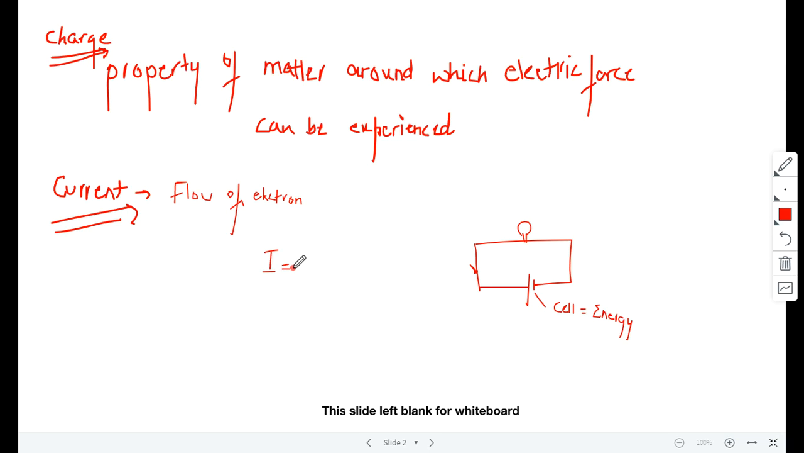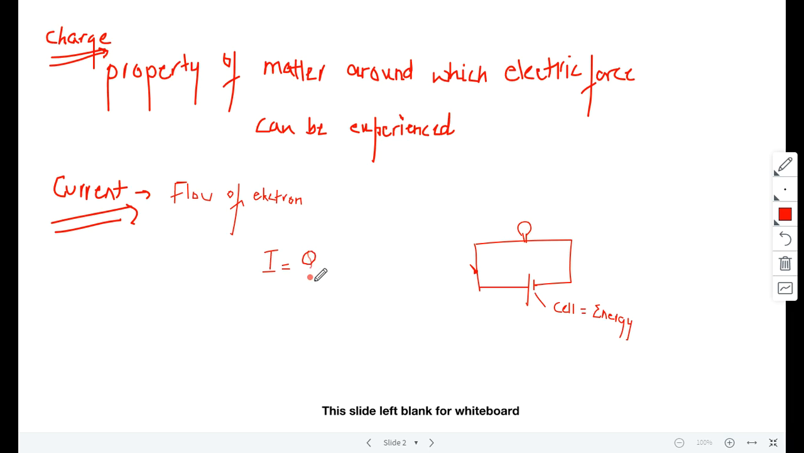Is it the formula of electricity or current? Yes, that relates to the very first formula. If you have notes, it's the very first formula that connects electrons and current. I equals Q over T. Yes, that's correct.